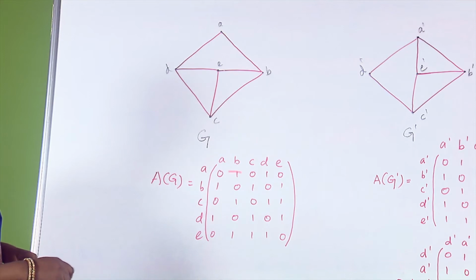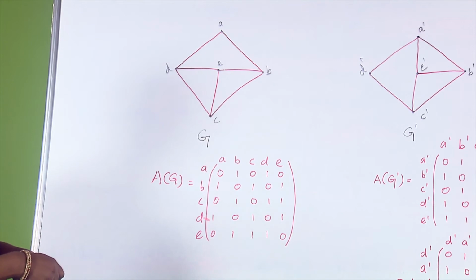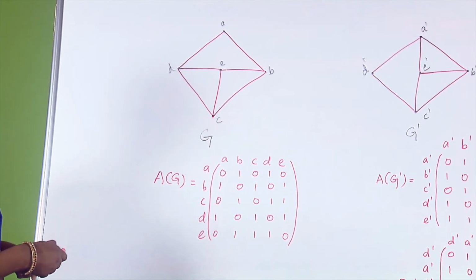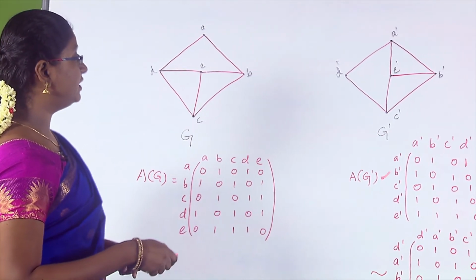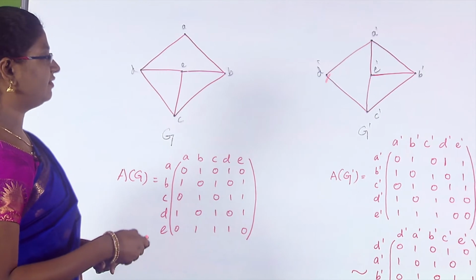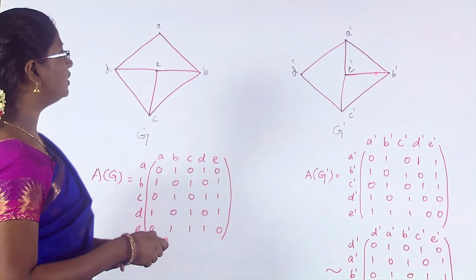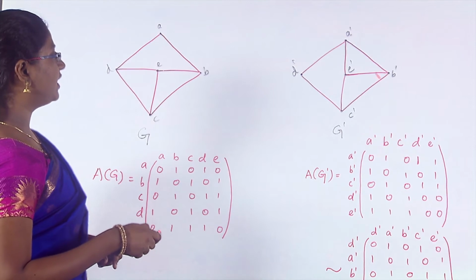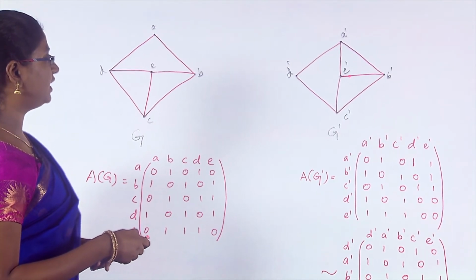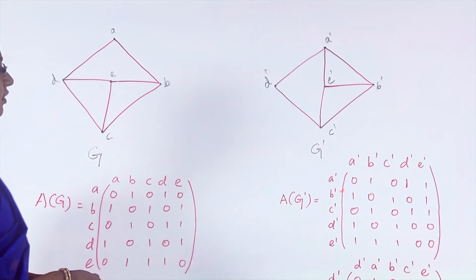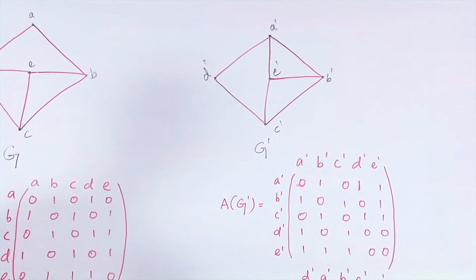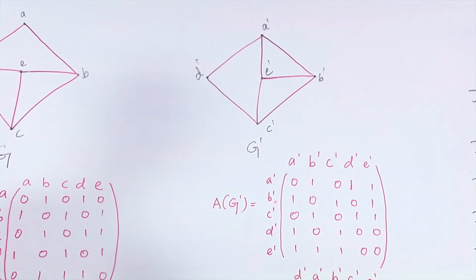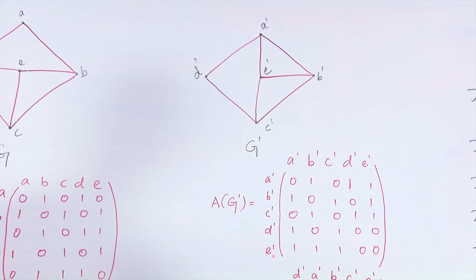So the first row got over. Similarly, we can find the entries for all other rows. So this is our adjacency matrix corresponding to this graph G. In a similar way, we are going to find the adjacency matrix corresponding to this graph G dash. So here also we are having 5 vertices A dash, B dash, C dash, D dash and E dash. So it will be a square matrix of order 5. The first row corresponds to the vertex A dash, the second row B dash, third C dash, fourth D dash and fifth row E dash.